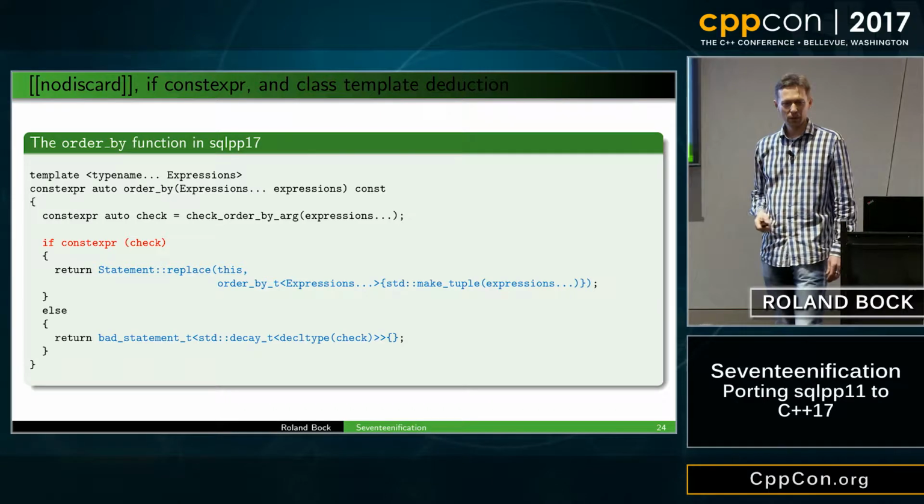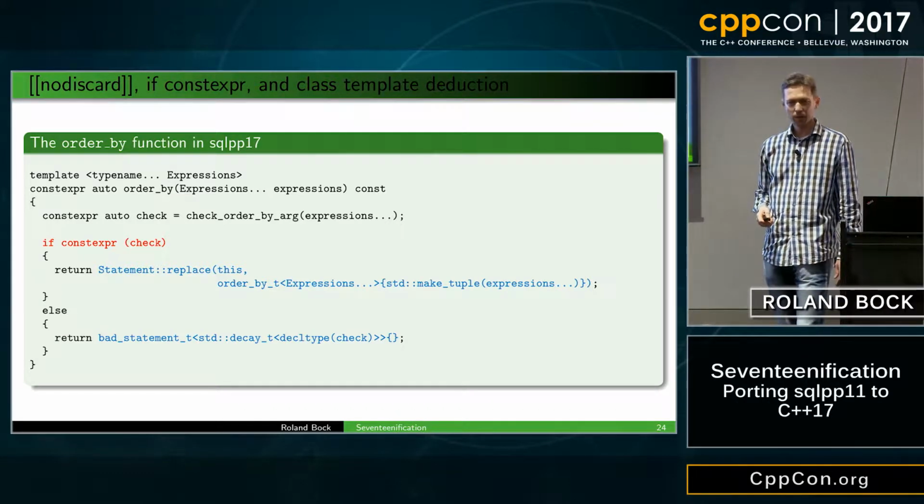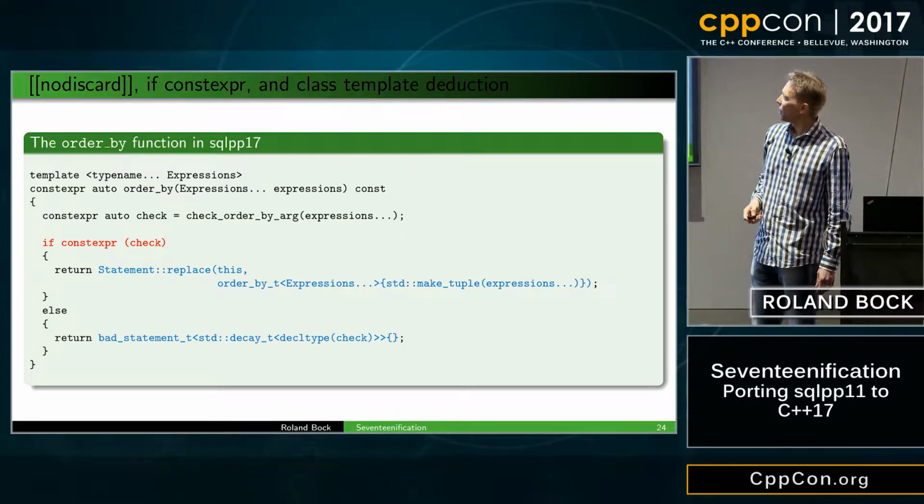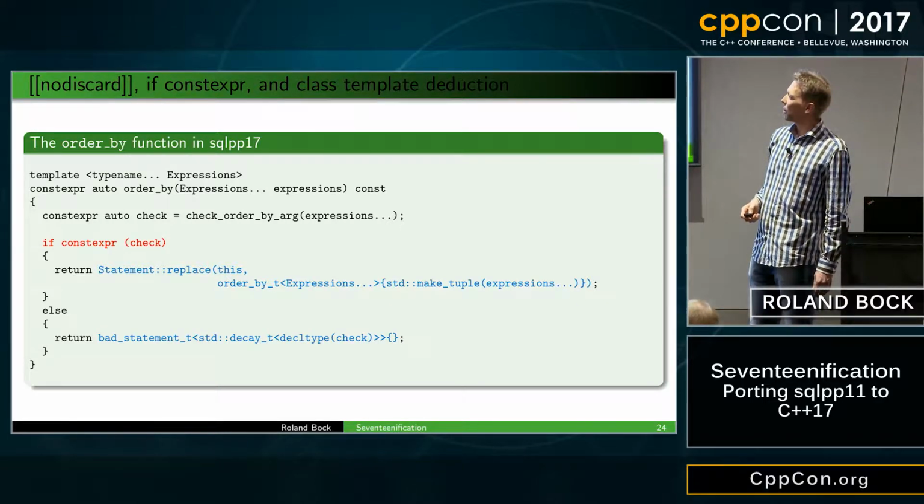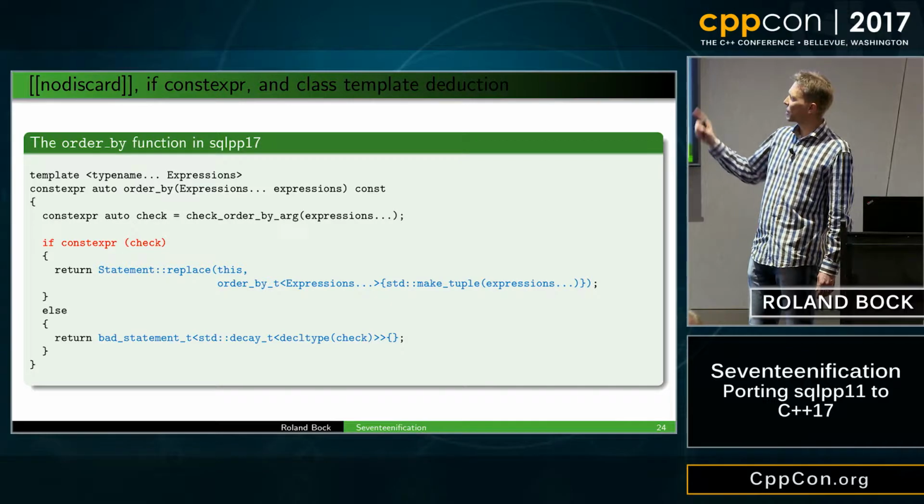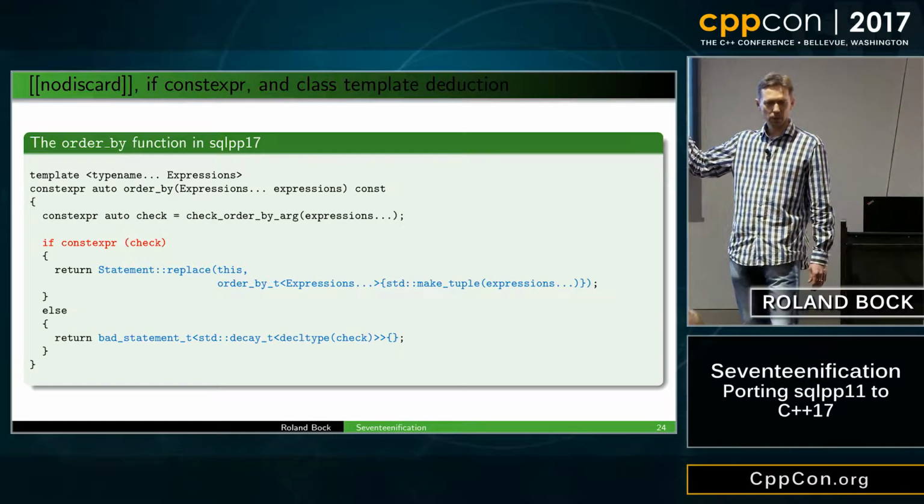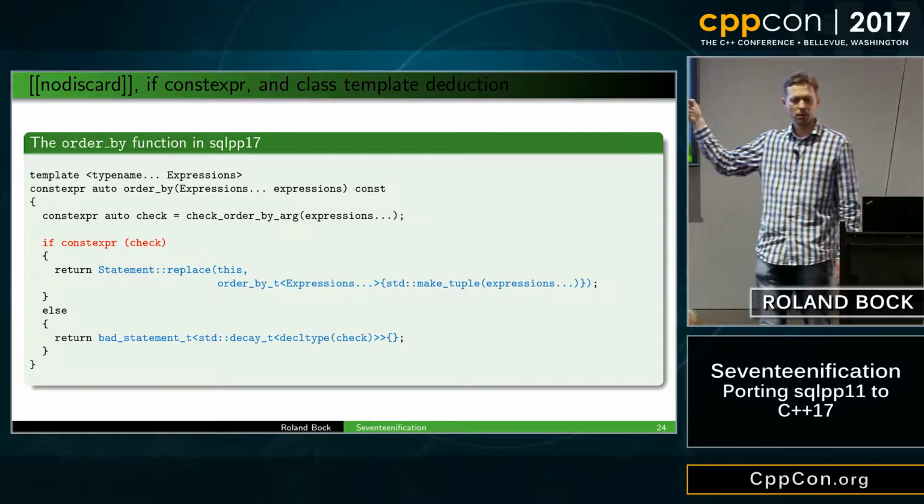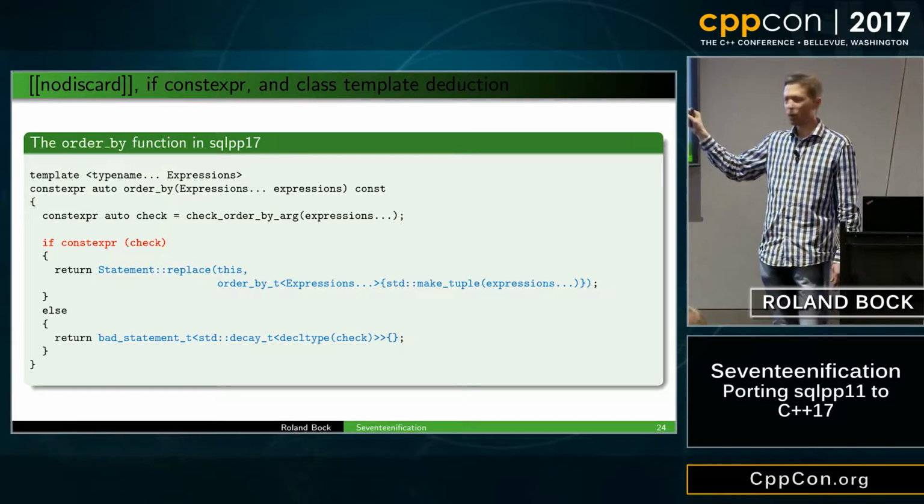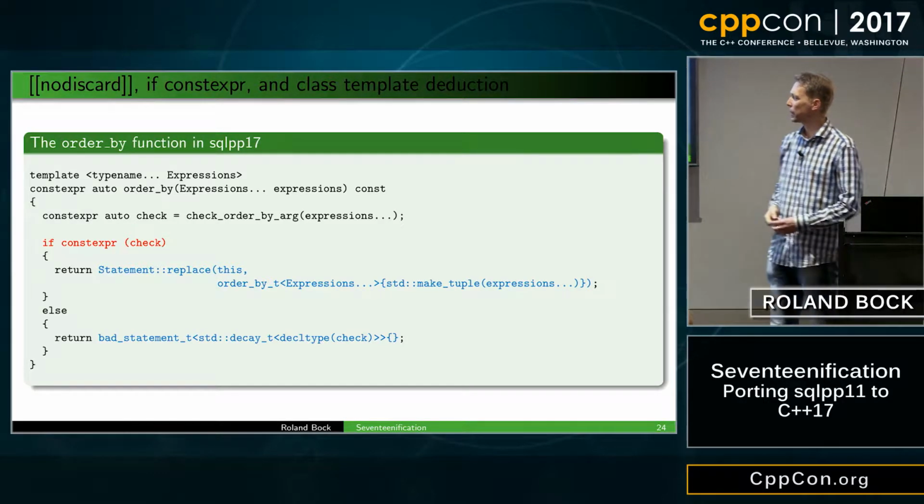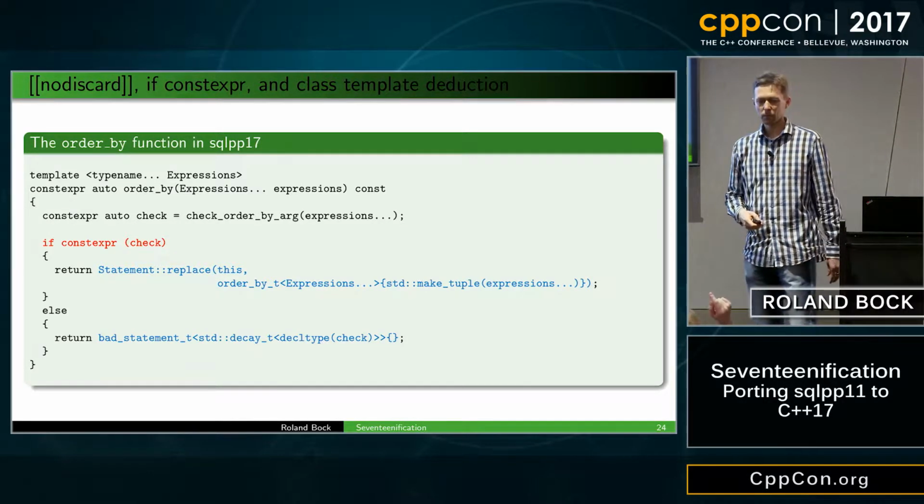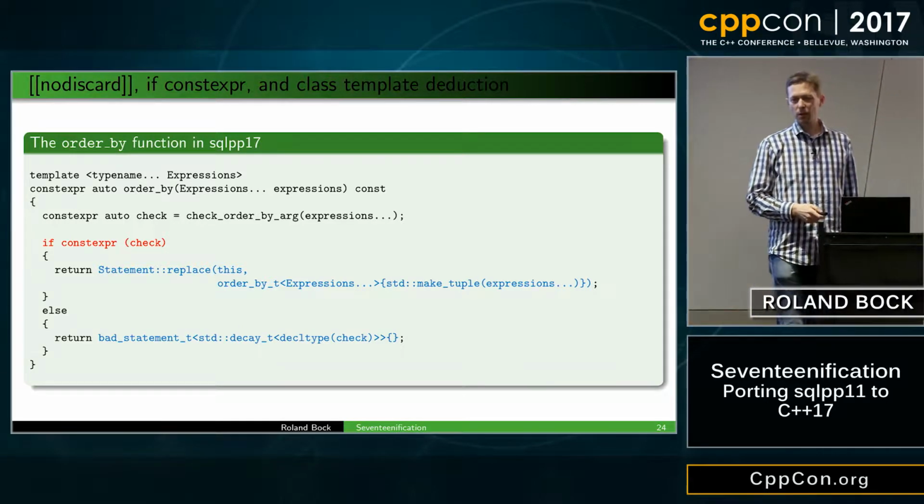Why do you decay the check type? Because it's const, and I have specializations for those which are specialized on non-const. Oh, sorry. The question was, why do I decay the check type? Yes, Ben. I don't know the answer to this.